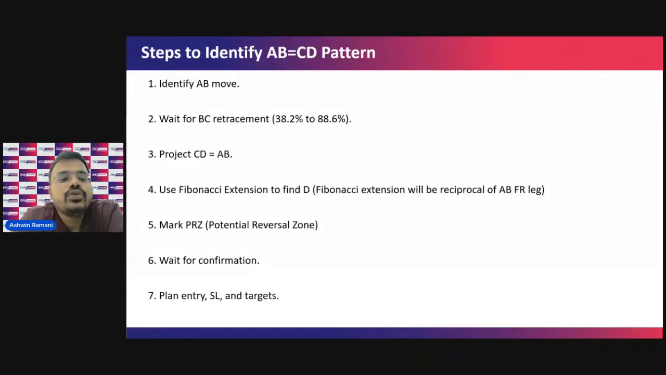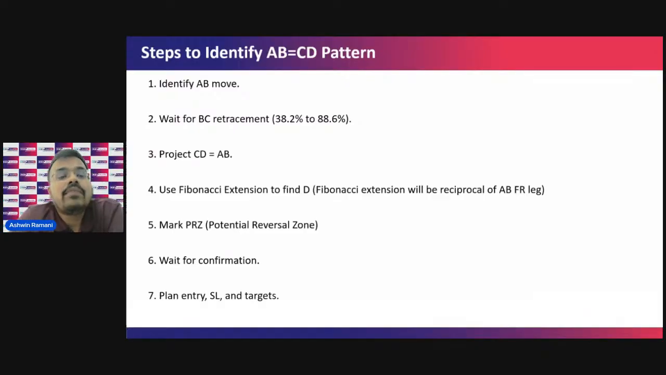The fourth point is we use Fibonacci extension to find D. Now, how do you find Fibonacci extension? That will be the reciprocal of the AB का जो Fibonacci retracement है, वो FR का जो reciprocal होगा, that will be our Fibonacci D point. So हमने देखा 61.8 का extension is 1.618. So that becomes our one of the D points here.